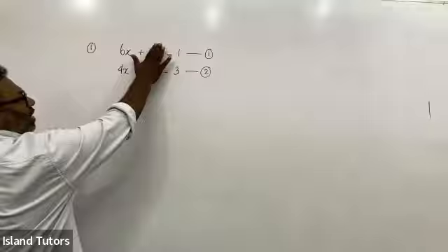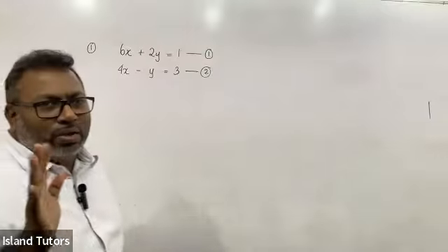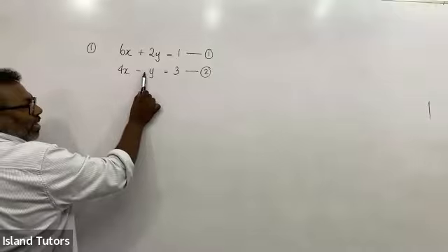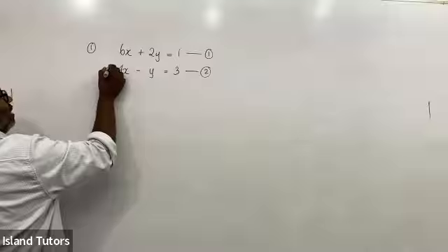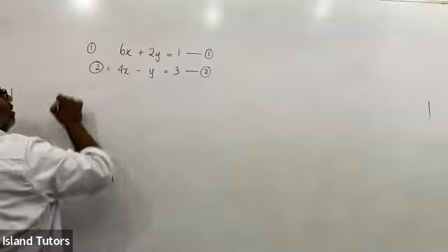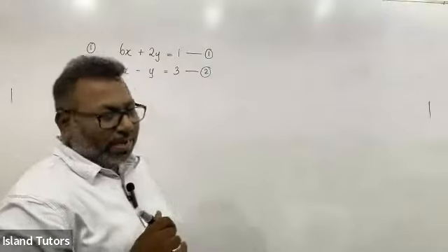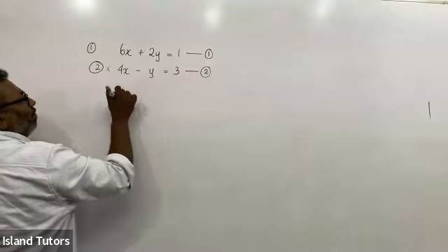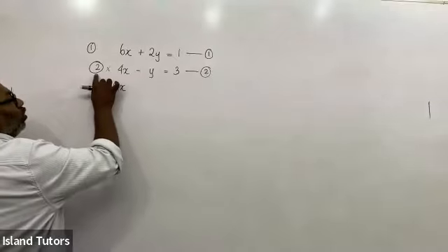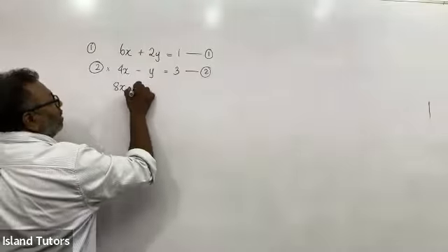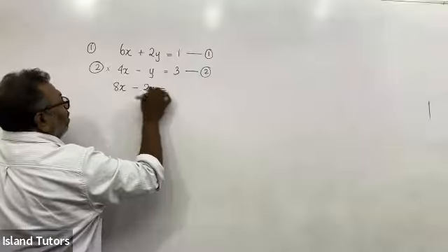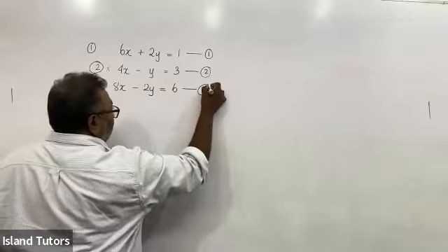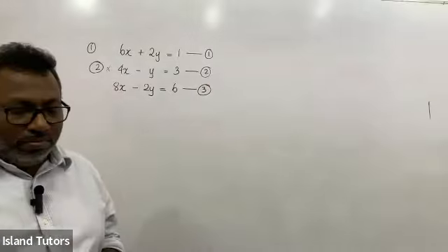In the first equation, you already have 2, so no need to touch 2 over there. In the second equation, this is 1. So that means in order to make it 2, you need to multiply this equation by 2. The whole equation you need to multiply by 2. So 2 multiplied by 4x is 8x. 2 multiplied by minus y, minus 2y. 2 multiplied by 3, 6. So this becomes your third equation.